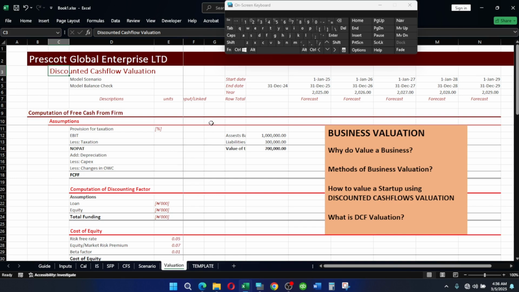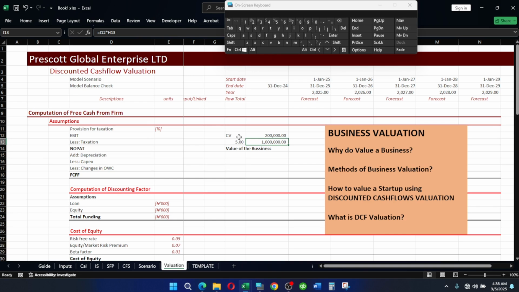So let's say a company earns 200,000, and the multiplier is 5. The multiplier effect is going to be 200,000 times 5, which gives you 1,000,000, or 1 million naira. So at the end of the day, you can deduce that the value of this company using the multiplier effect is 1 million naira.